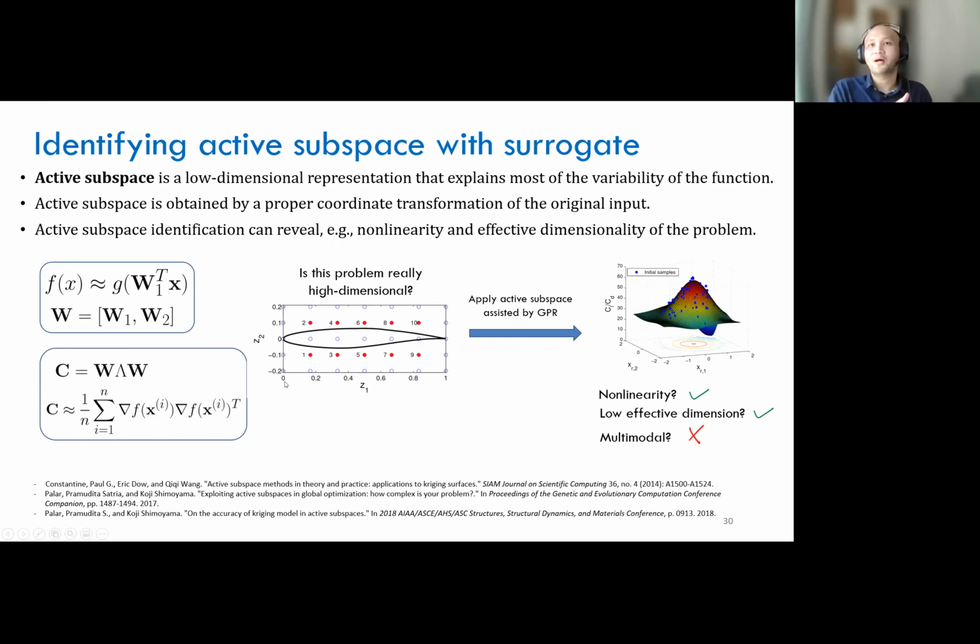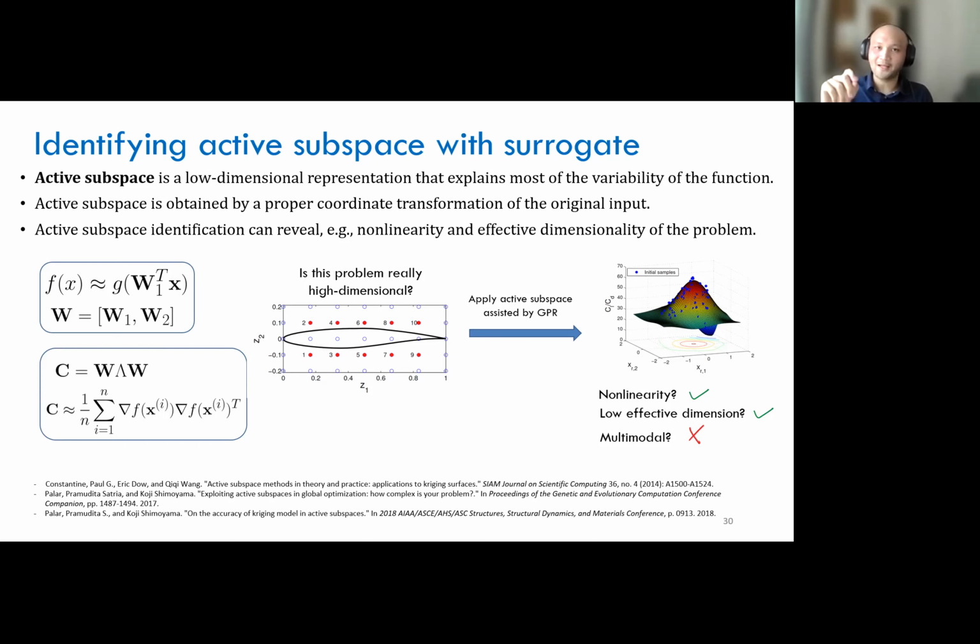So the previous one was Sobol index. But like I said, there are many methods for design exploration. And one particular thing that I like is the so-called active subspace method, which is basically a low-dimensional representation of your function that explains most of the variability of the function. So you can say that this is the direction with the highest variance. So how do we obtain active subspace? The way we can do that is by rotating your coordinates. So basically, you need to perform a coordinate transformation from your original input space.